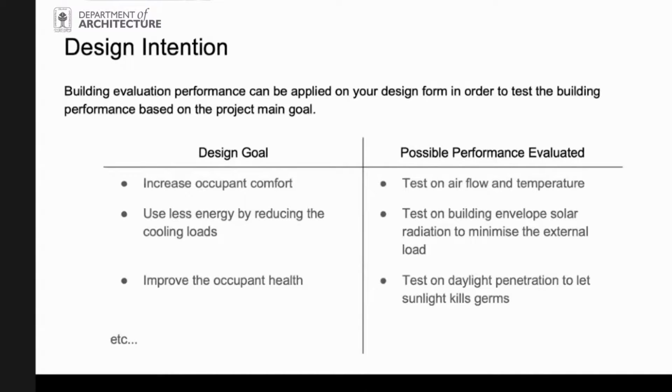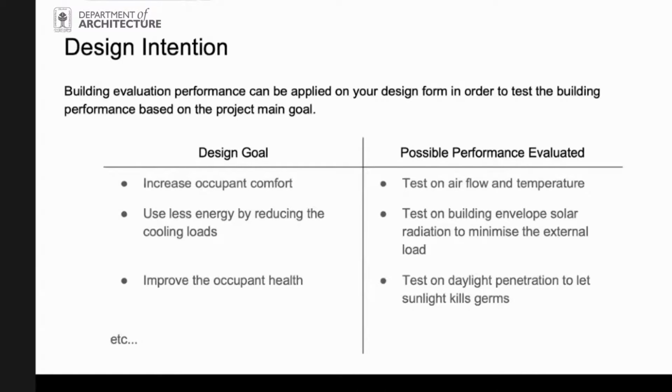Another example, we want our building to use less energy by reducing the cooling load. In Indonesia, the main source of energy use comes from the cooling load. So we can test, for example, as simply as testing the building envelope, how the solar radiation penetrates the building envelope. By minimizing that solar radiation on the building envelope, we can minimize the external load and further reduce the energy use or the energy consumption.